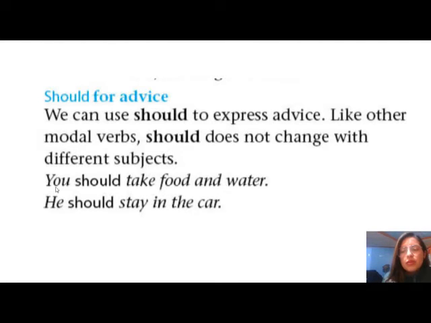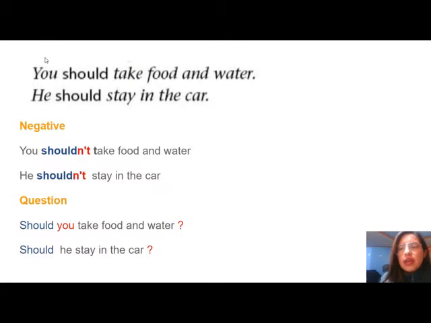En este caso vemos que ocupa sujetos diferentes, tanto you como he. Y should, the modal, is the same. Y ocupamos el mismo modal, no debemos aumentarle nada. And the next verb is in base form. Very good. Take, stay. Food and water, in the car. Okay? That is important.